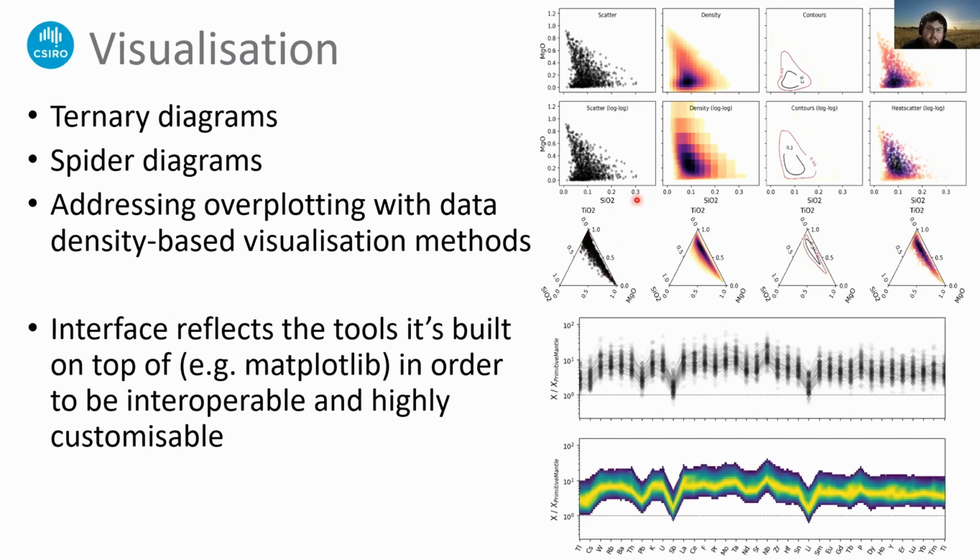So we're going from standard scatter plots to density, contour, and heat scatter methods, all of which have a very similar interface. And the interface for creating these plots is designed to be fairly similar to other commonly used tools in Python. So it plays nicely, so you can mix and match, choosing where you use Pyrolite and where you just fall back to other tools.